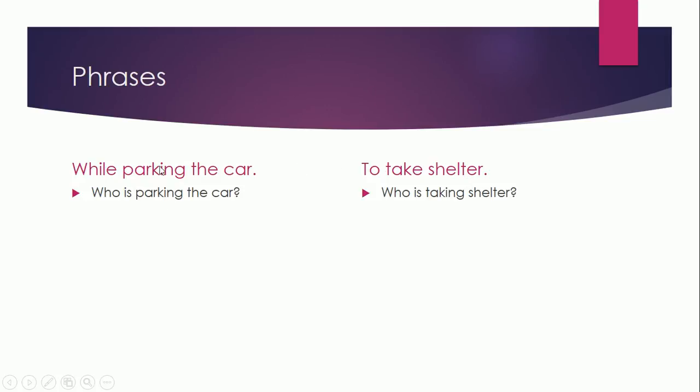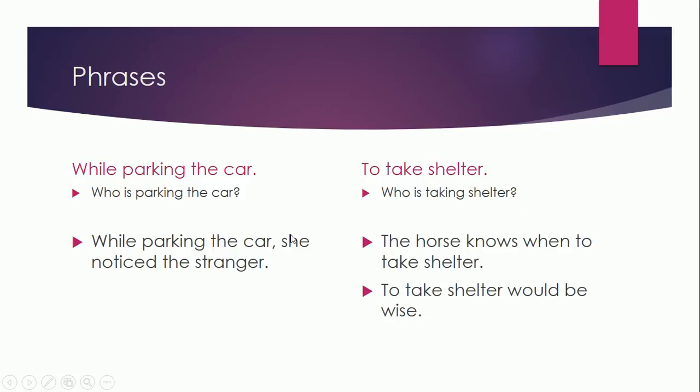So again, who's doing this action? Now we fixed them by joining them to the sentences that are around them. "While parking the car, comma, she noticed the stranger." Again, this is describing she. It has to be right next to that pronoun that it's describing. "The horse knows when to take shelter." This is a little different.